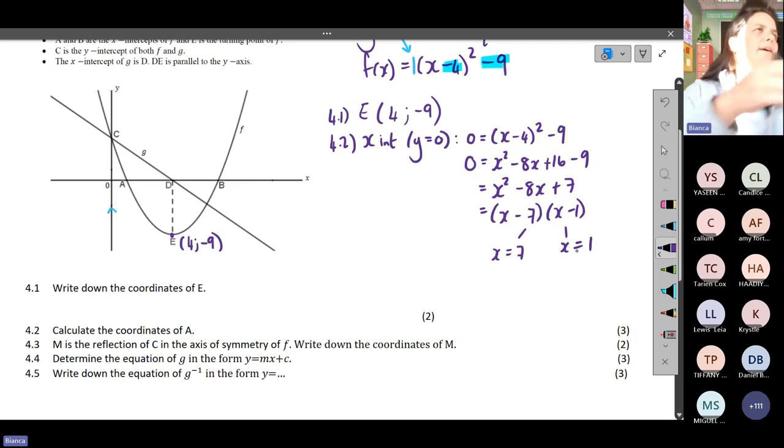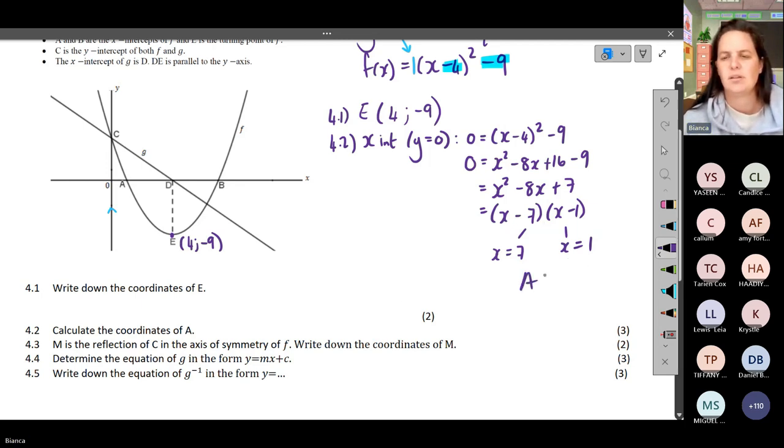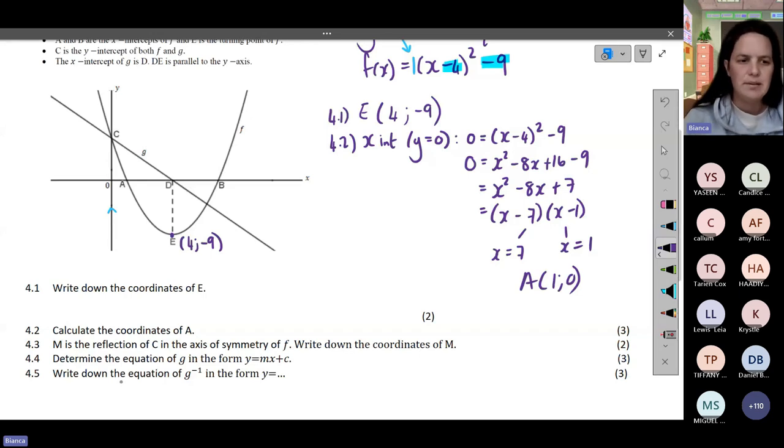Now they're asking you for A. A is obviously closer to the 0, so A's value is going to be 1. And they say the coordinates of A. So A's coordinates are 1 and 0. And that's your answer for that one. 4.3. It says M is the reflection of C in the axis of symmetry. Write down the coordinate of M.